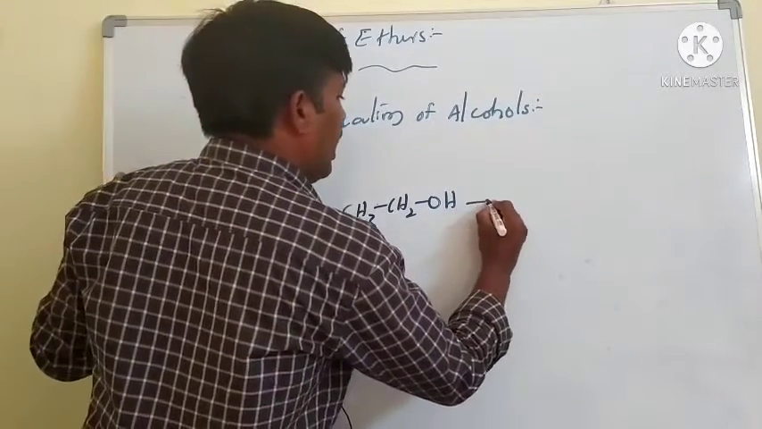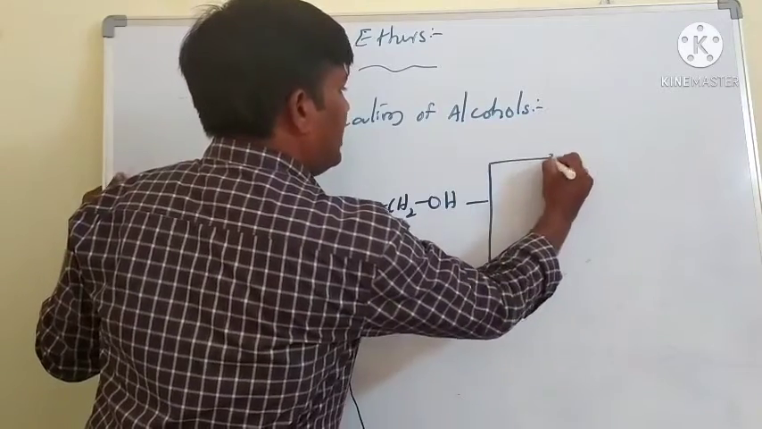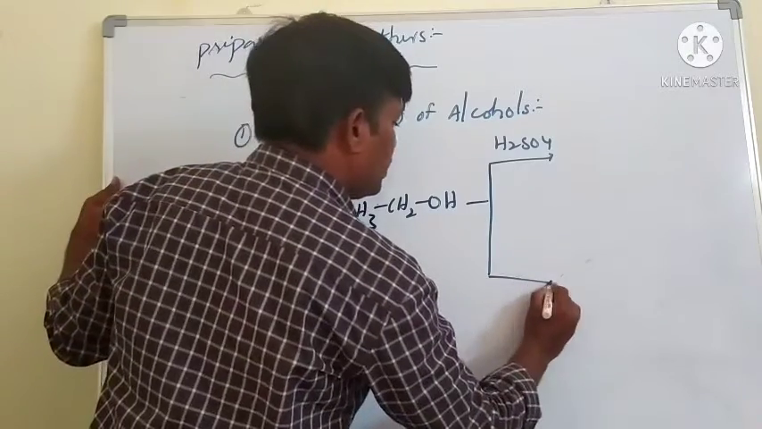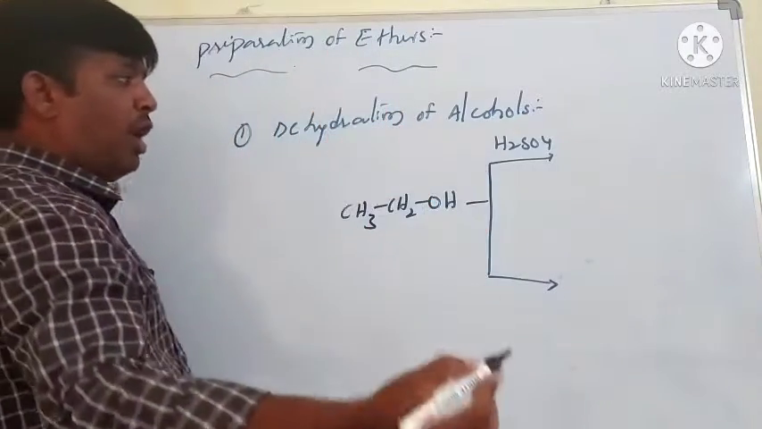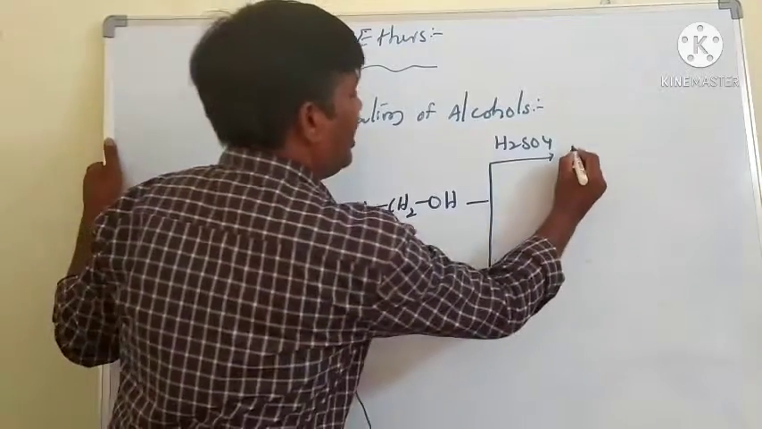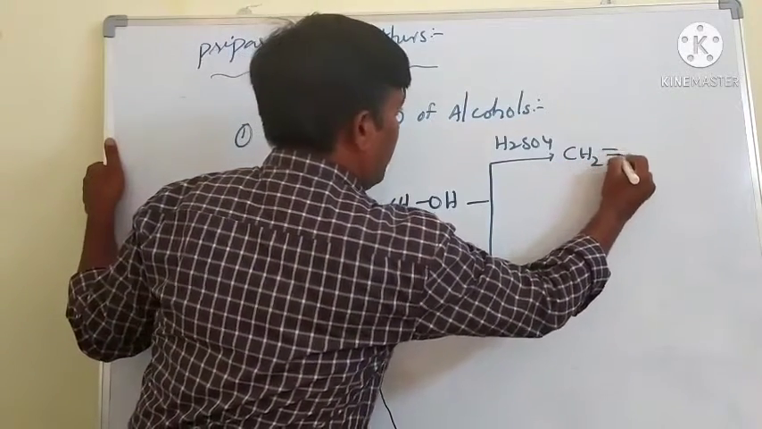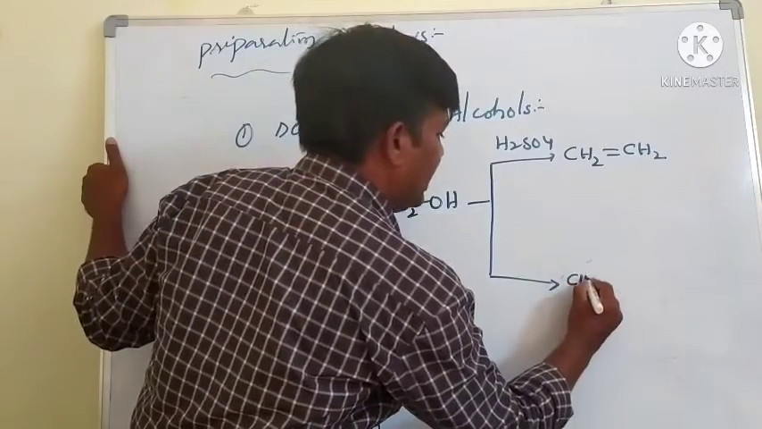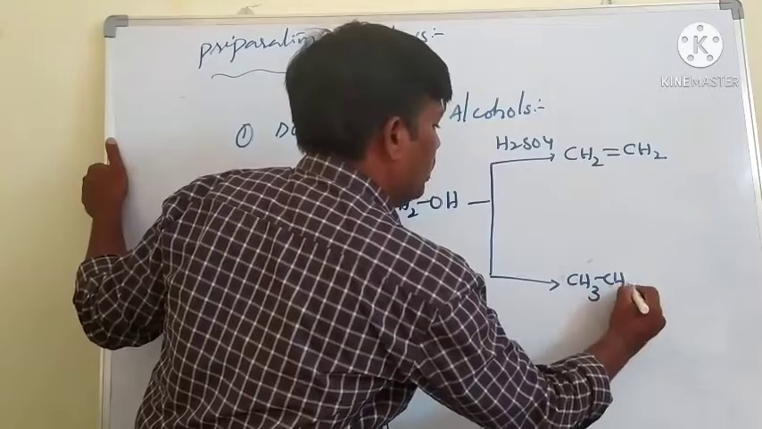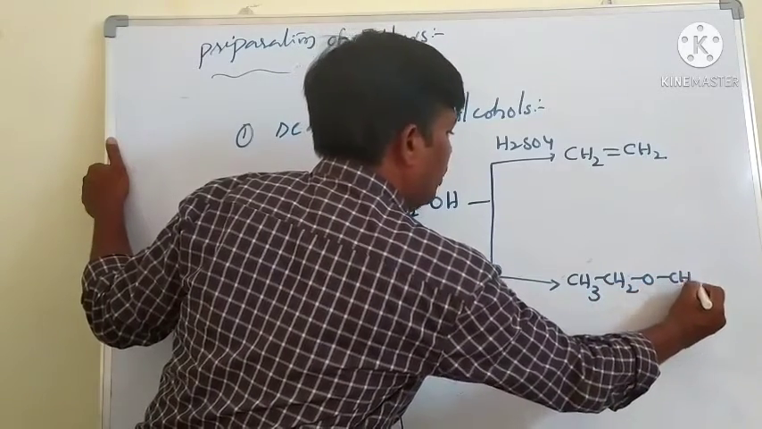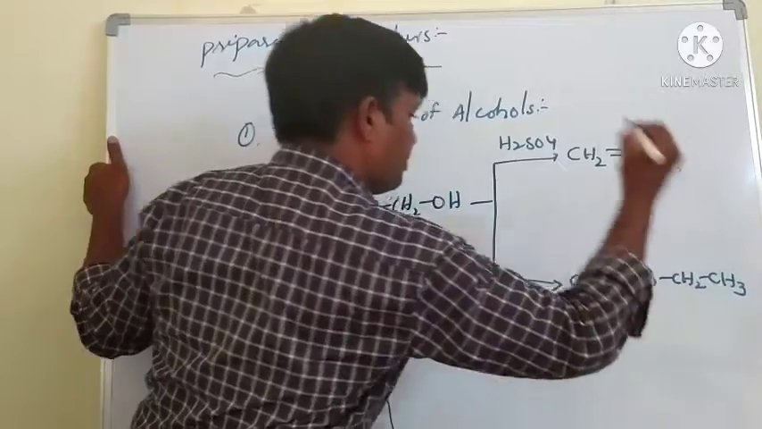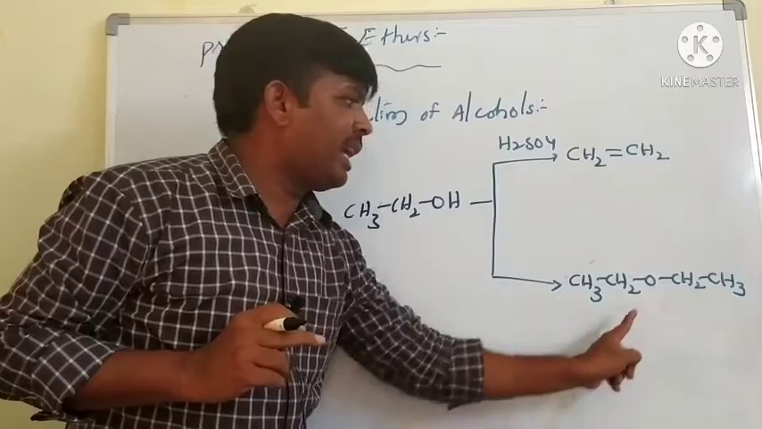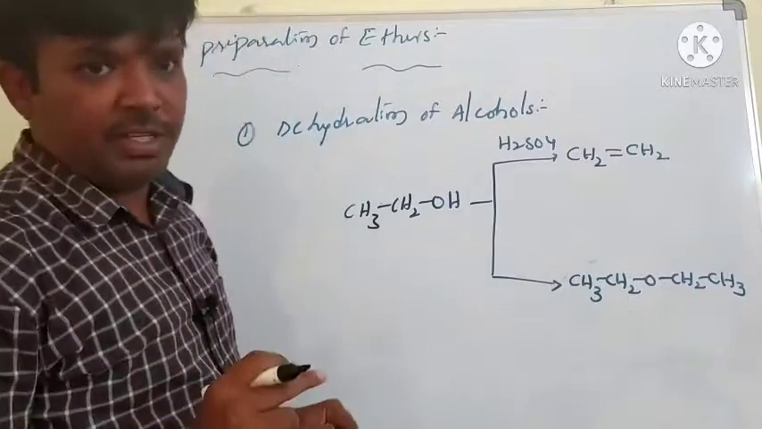Ethyl alcohol undergoes dehydration in presence of H2SO4, sulfuric acid. In presence of H2SO4, there is a possibility to form two products. One is alkene, CH2=CH2, and the second one is ether, CH3CH2OCH2CH3. One is the formation of alkenes and the second one is the formation of ethers.